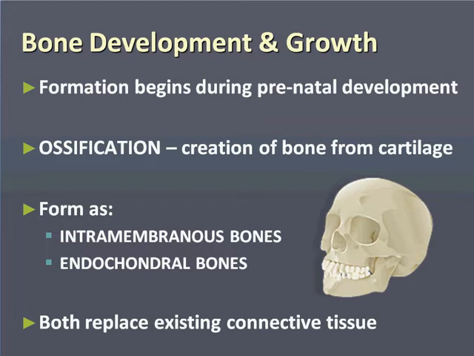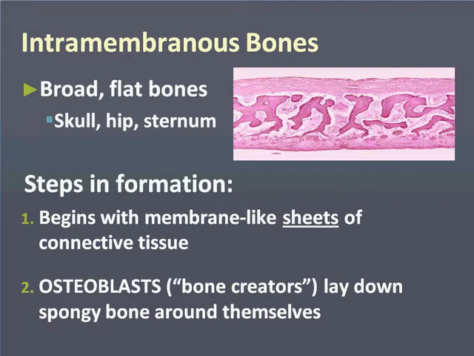And there are two types of bones that form: intramembranous bones, and these are the ones that make up the skull and the hip, very flat bones, and endochondral bones, which are the ones that actually form from cartilage, and those are most of your bones that we talk about. So first, the intramembranous bones. These again are the broad, flat bones, like the bones in the skull, hip, and sternum, which is your chest.